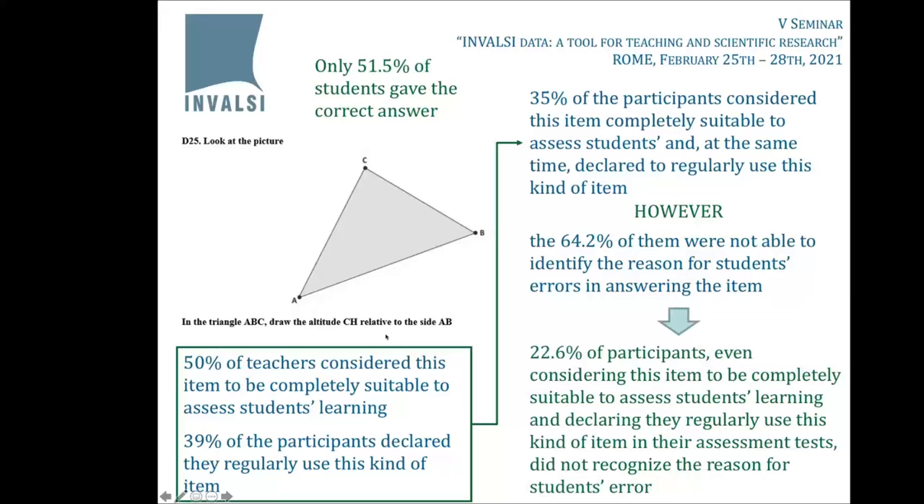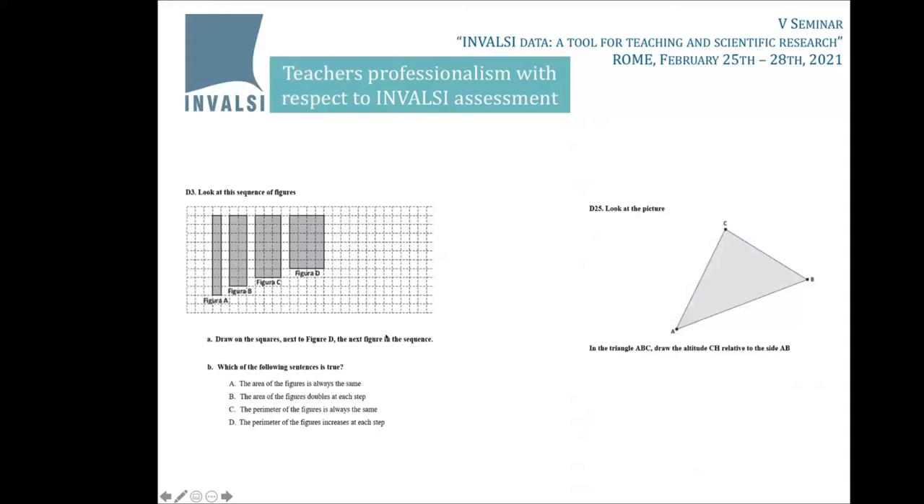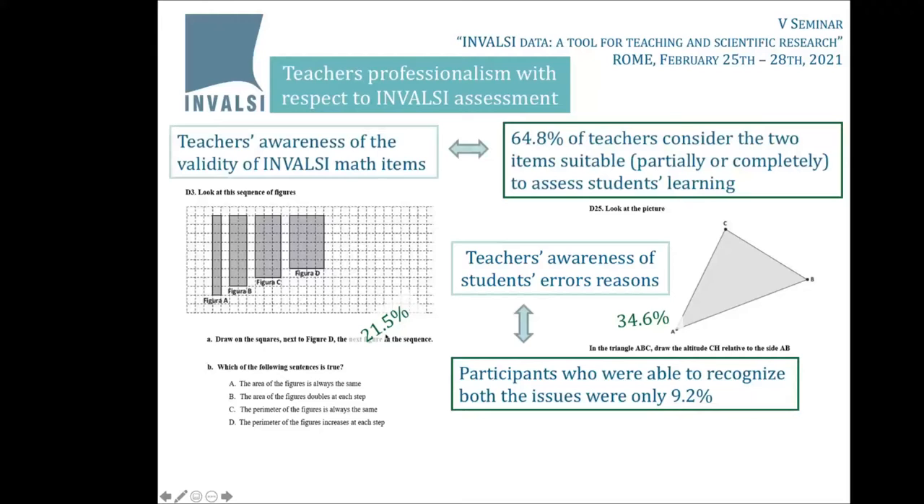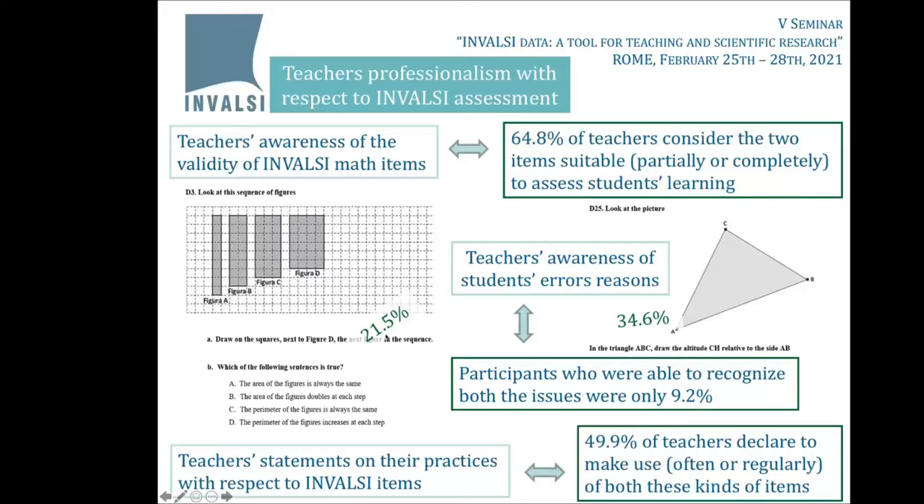Finally, we consider it worth noticing that even if participants recognizing the reason for students' error make up 21.5% for the item on rectangles and 34.6% for the item on the altitude, those who were able to recognize both the issues were only 9.2%. However, 64.8% of teachers consider the two items suitable, partially or completely, to assess fifth grade students' learning. And one teacher out of two declares to use often or regularly both these kinds of items in their assessment practices.